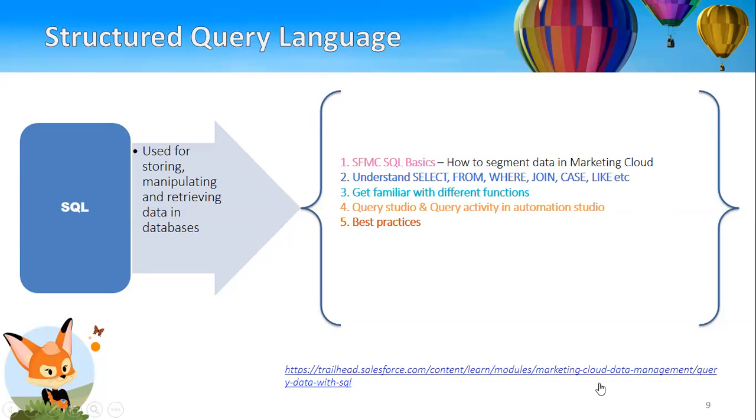As I told, it is for storing, manipulating, and retrieving data. As a standard, you use it for all relational database systems, and all the data extensions available in Marketing Cloud are relational database systems themselves. That is the reason we go to SQL for each and everything. Whenever it is complex, we'll be going to SQL for help.